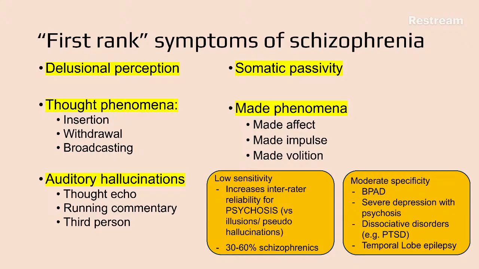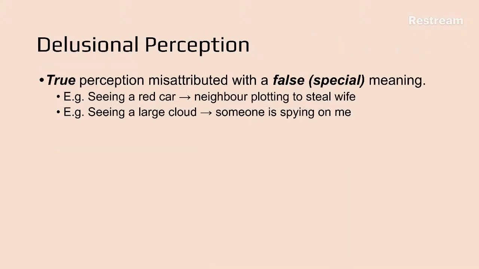Delusional perception, right, I've actually got a slide on this. Next slide. Thank you. So delusional perception is when there's a true perception which the patient has given a false or delusional meaning. For instance, the patient might see a red car and then think that that's a sign that the neighbor is plotting to steal his property, right? So that's a true perception, but it's been given a delusional meaning.